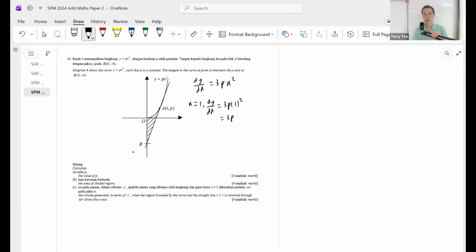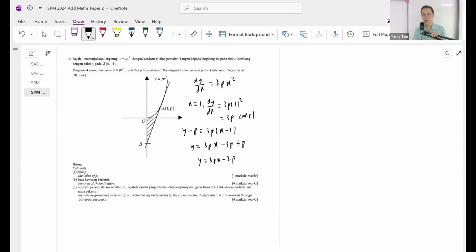Okay, so we find our gradient of tangent. This is a gradient tangent. So up to you. Some people go and find the equation of the tangent straight away, right? They use y minus y1 equals gradient 3p times x minus x1, then they expand: 3px minus 3p plus p, bring the p over. Your y is 3px minus 2p.